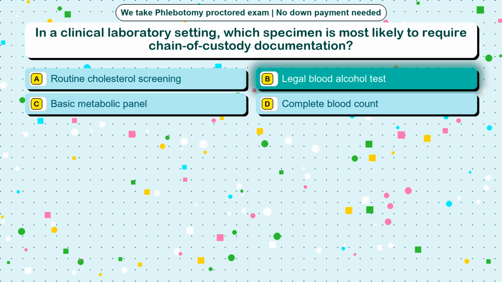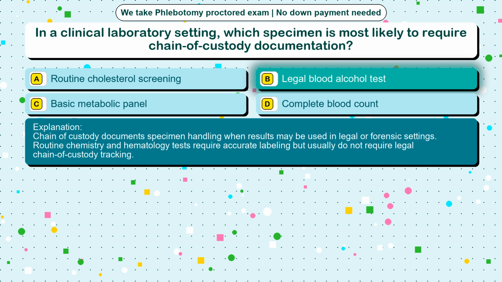The correct answer is option B. Legal blood alcohol test. Chain of custody documents specimen handling when results may be used in legal or forensic settings. Routine chemistry and hematology tests require accurate labeling but usually do not require legal chain of custody tracking.